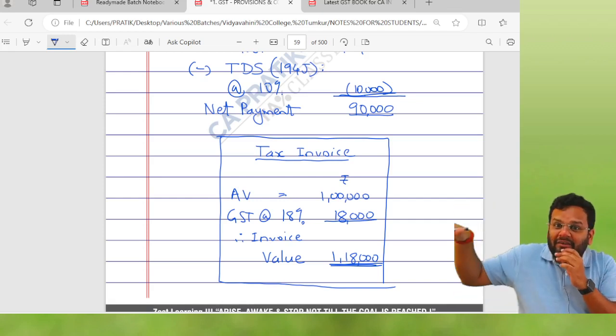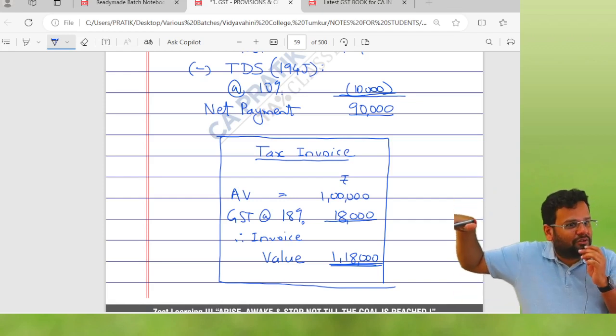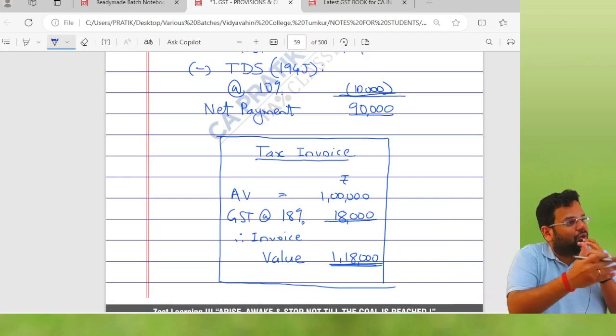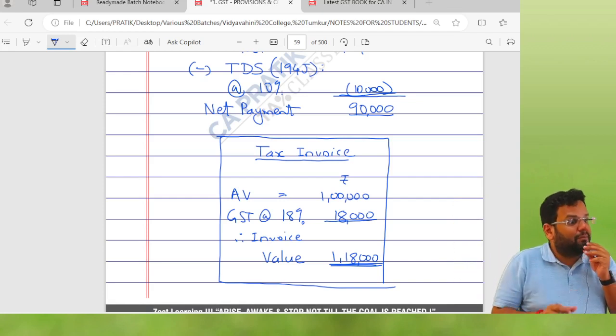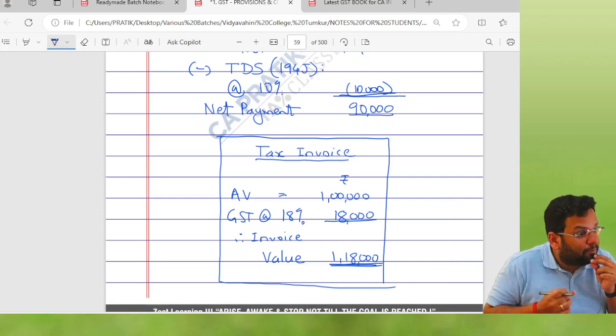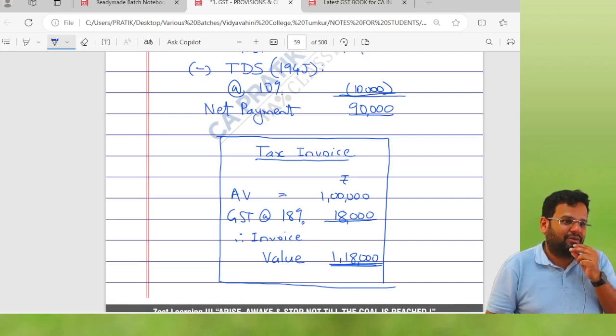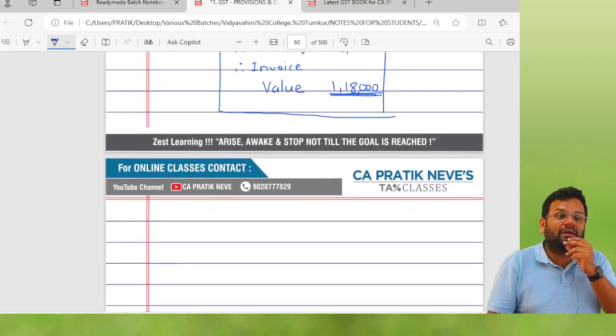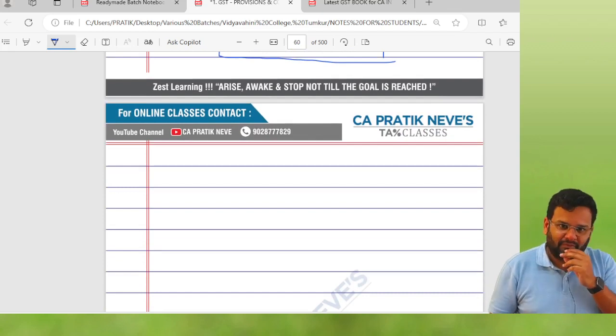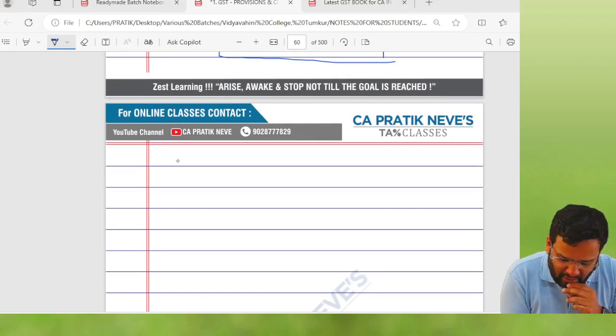So should they cut any TDS from this 18,000? Impossible. They should not. So they will pay me 90,000, my income, plus 18,000. So what is the total amount that I will receive? Write down the total amount received by supplier.